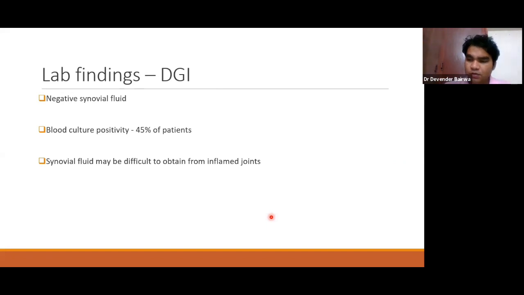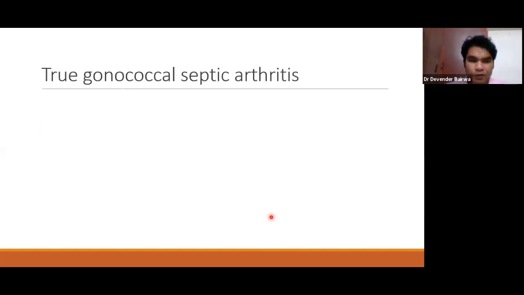And because the joints have a secondary, reactionary infiltrate and inflammation, the fluid formed in the joint is not much, and it can be difficult to aspirate that fluid. And the count, if you check in that fluid, will not be very high. It will be somewhere around 10,000 to 20,000 leukocytes per ml of fluid.